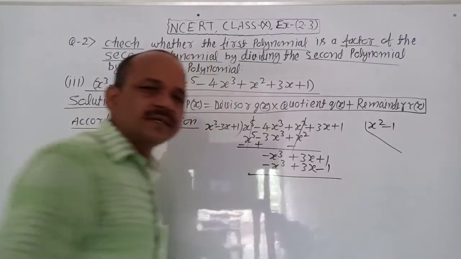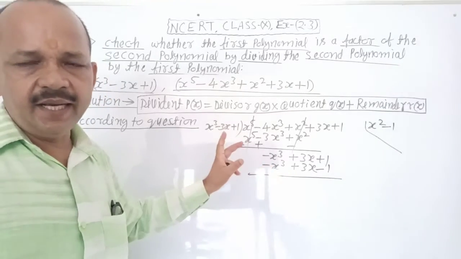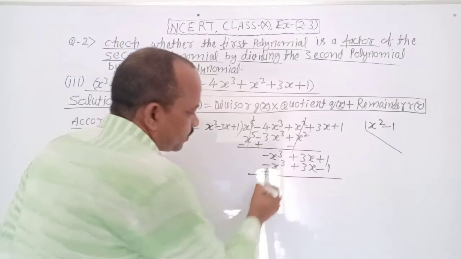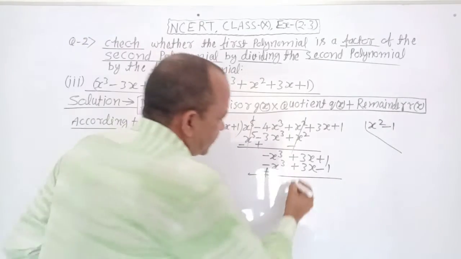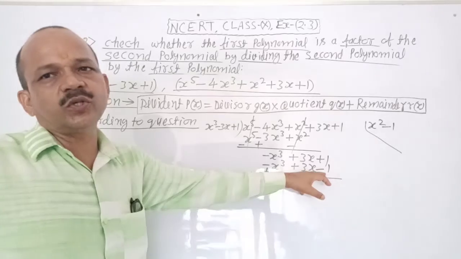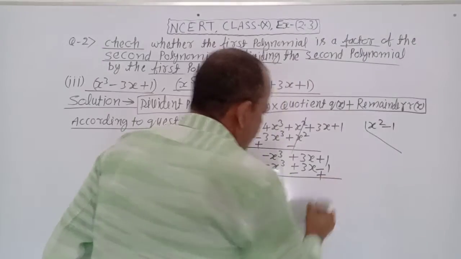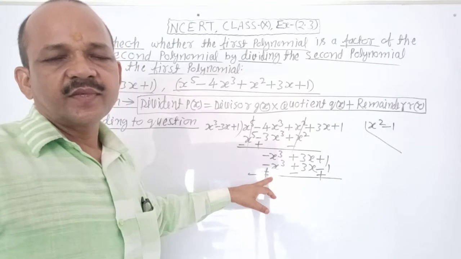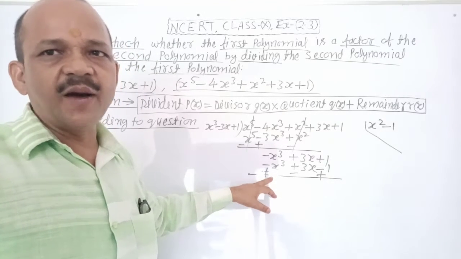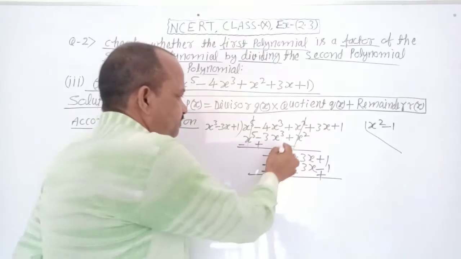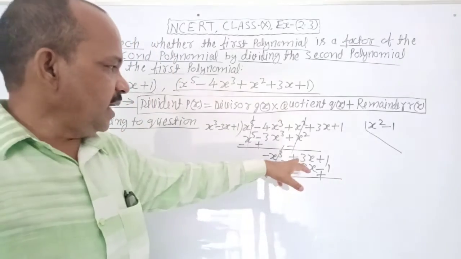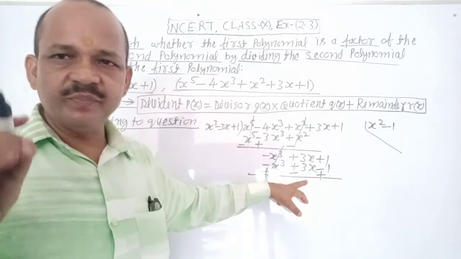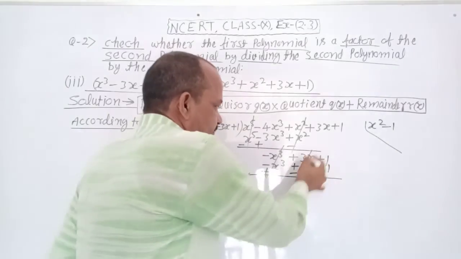Draw a line and subtract it. Firstly you change its sign. Here minus, so you write here plus. Here plus, so you write here minus. Here minus, so you write here plus. Here minus x cube, here plus x cube. Both are same but with opposite sign, so you can cut it. Here plus 3x, here minus 3x. Both are same but with opposite sign, so you can cut it.